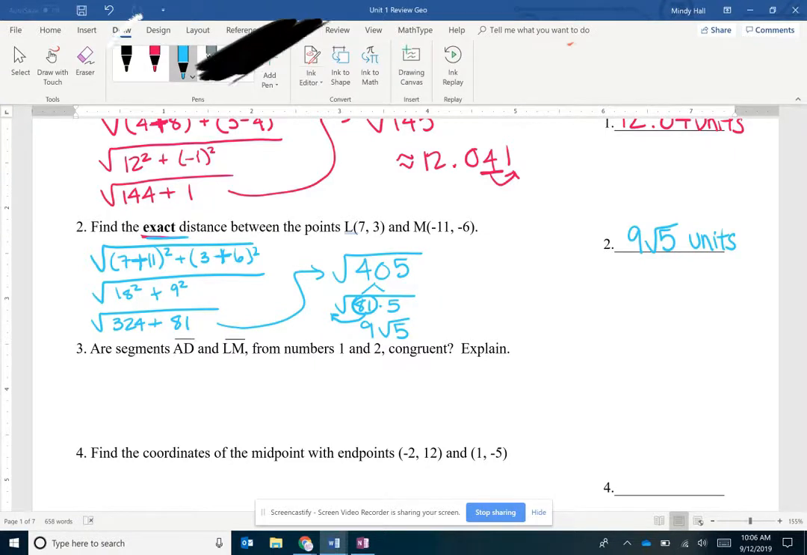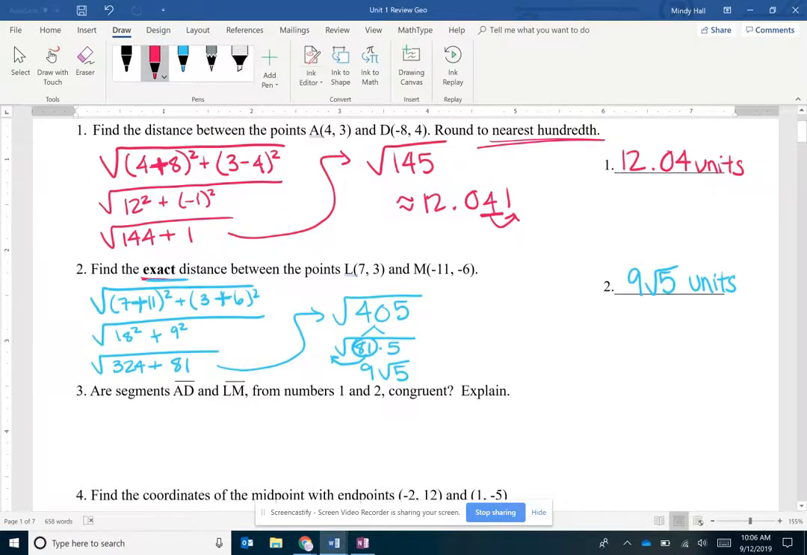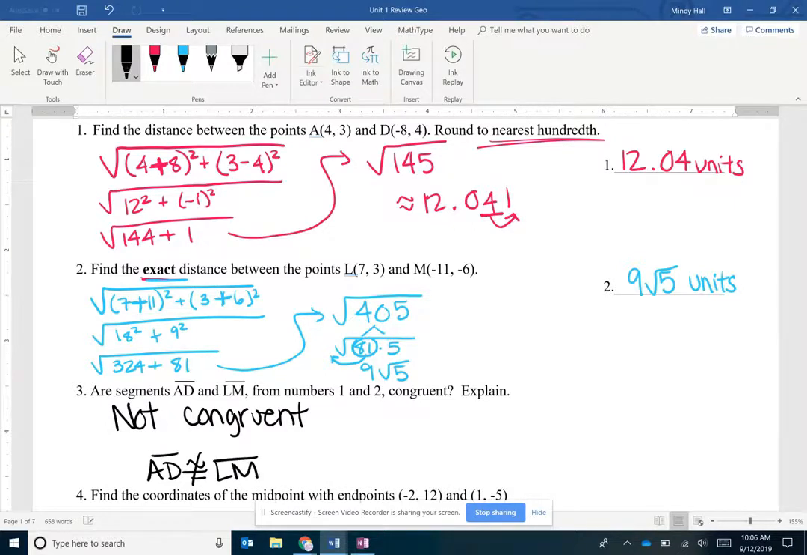So then for 3, we want to know, are these congruent to each other? Looking at our answers, since one is a decimal and one is a radical, it's a little bit harder to compare, but you can just compare the square root of 145 to the square root of 405. Those are obviously not the same numbers, so you can say they are not congruent. With symbols, you would have AD is not congruent to LM, because the square root of 145 is not equal to the square root of 405.